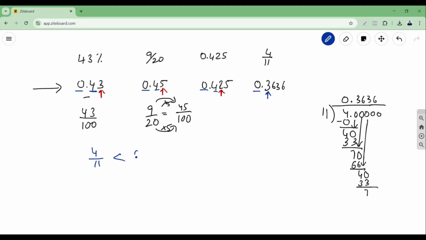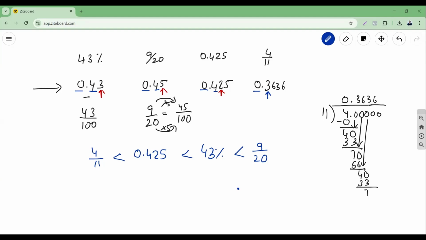That means 0.425 is lesser. Next, 3 is the next number, so 43% will be the next higher number. Next will be 9 over 20. You see, this is how I compare. You also understood the approach I took, and why I selected decimals instead of converting everything into a fraction or everything into a percentage.